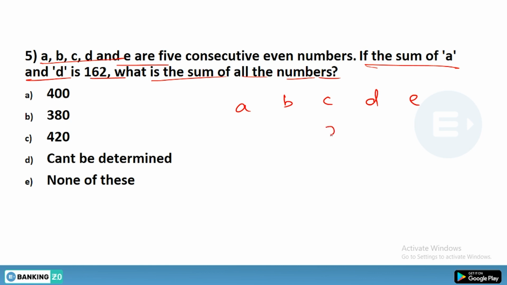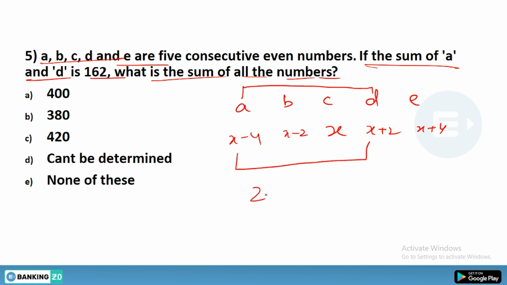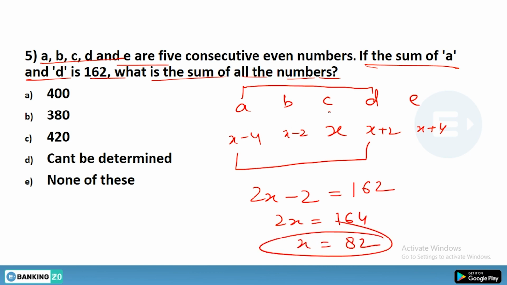Now let's say that x is the middle term, or the average, of the consecutive even numbers, but they have given you the sum of the first and fourth numbers. So basically it would be x plus 2, x plus 4 and x minus 2, x minus 4. What you can do is take the sum of these two numbers. So you'll get 2x minus 2 is equal to 162, hence 2x is equal to 164, x is equal to 82. That means the middle term was 82. What you can do is just multiply it with 5 and you'll get the correct answer. That means the answer would be 410. Hence option E will be the correct one.